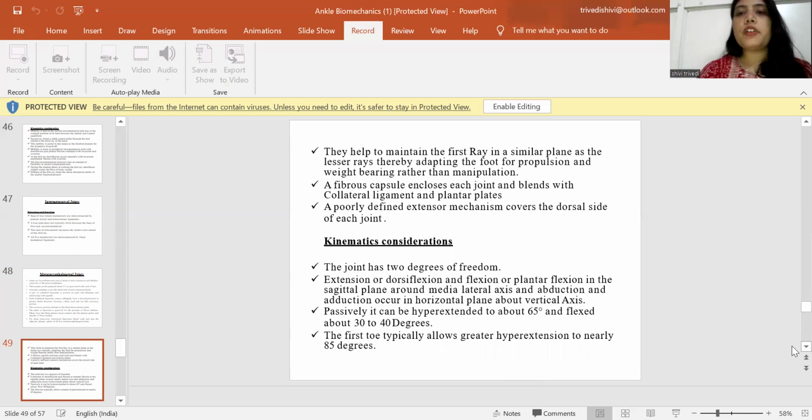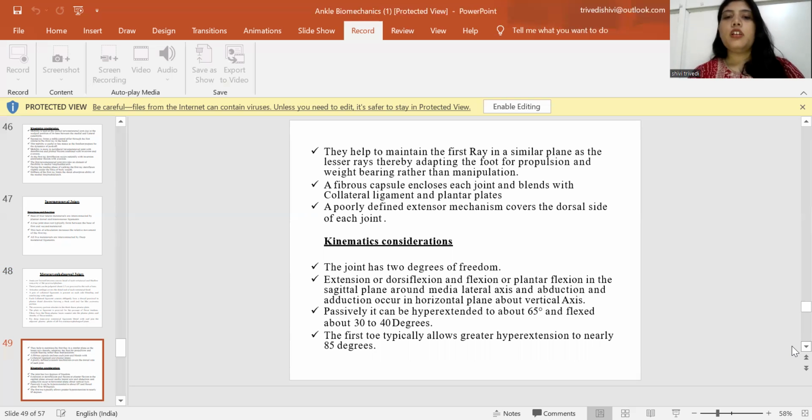They had to maintain the first ray in a similar plane as the lesser rays, thereby adapting the route for propulsion and weight bearing rather than manipulation. A fibrous capsule encloses each joint and blends with the collateral ligaments and plantar plates. A poorly defined extensor mechanism covers the dorsal side of each joint.